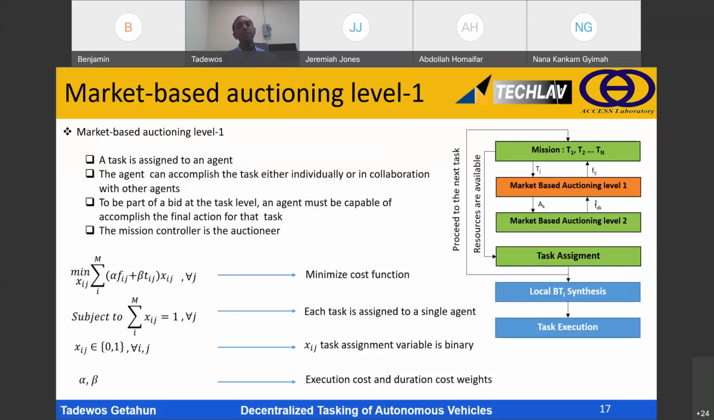So we allow only agents that can perform the last action to bid at the task level. At this level, the mission controller is the auctioneer, and each agent has to minimize this cost: alpha Fij times beta Tij. Fij is the execution cost, and Tij is the duration cost. They are subject to these constraints, which enforce that only one task is assigned to one agent.